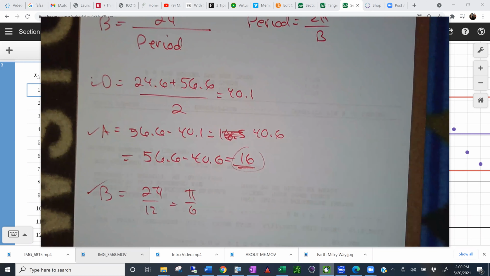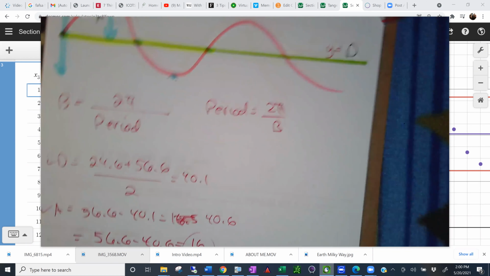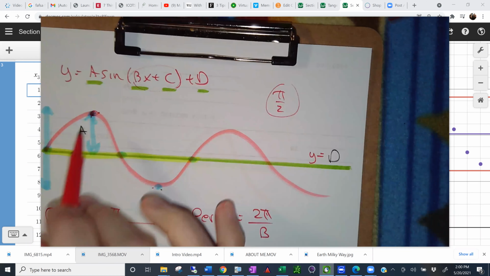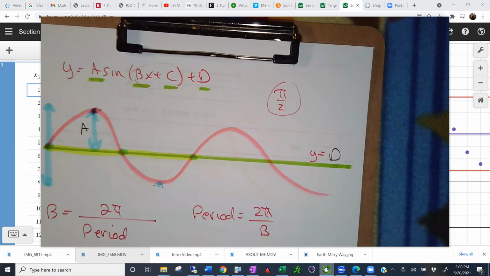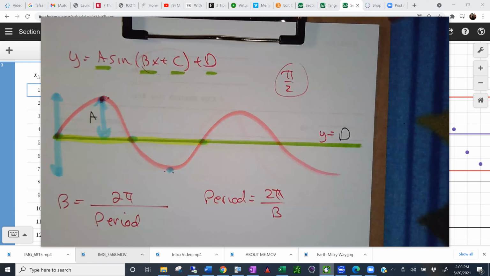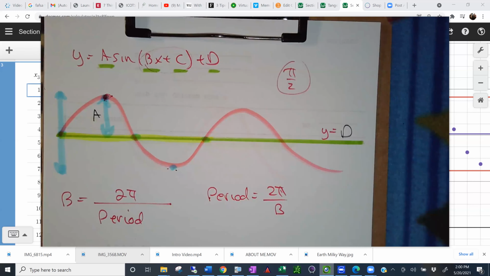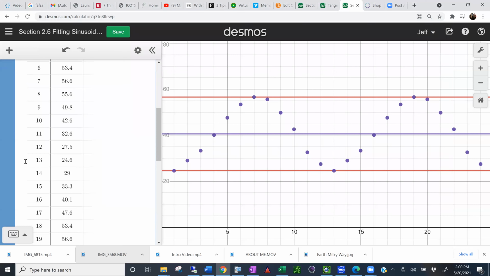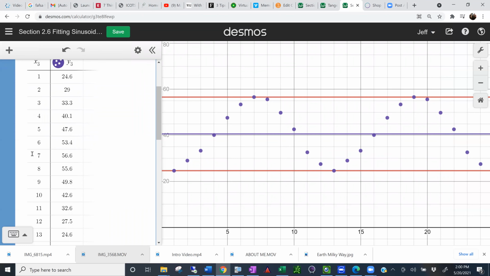And the way we can get at C is by realizing that when I graph my function, the maximum has to occur at a specific point. So I want the maximum to occur in what month? Where is the hottest temperature? What month of the year has the hottest temperature? July. Yeah, July. There we go. 7th month, 56.6 degrees. So that's going to happen when x equals 7.